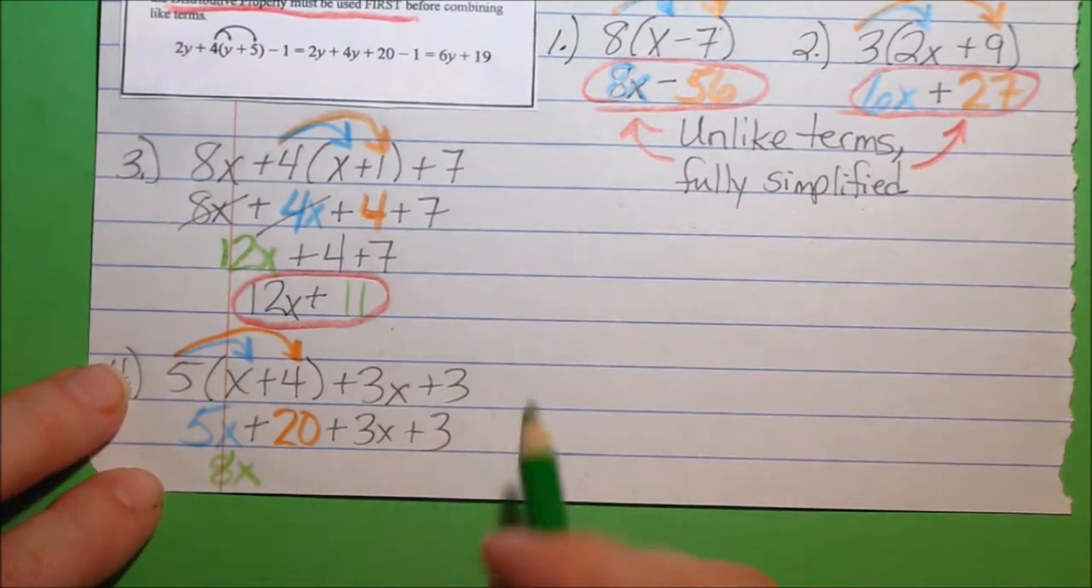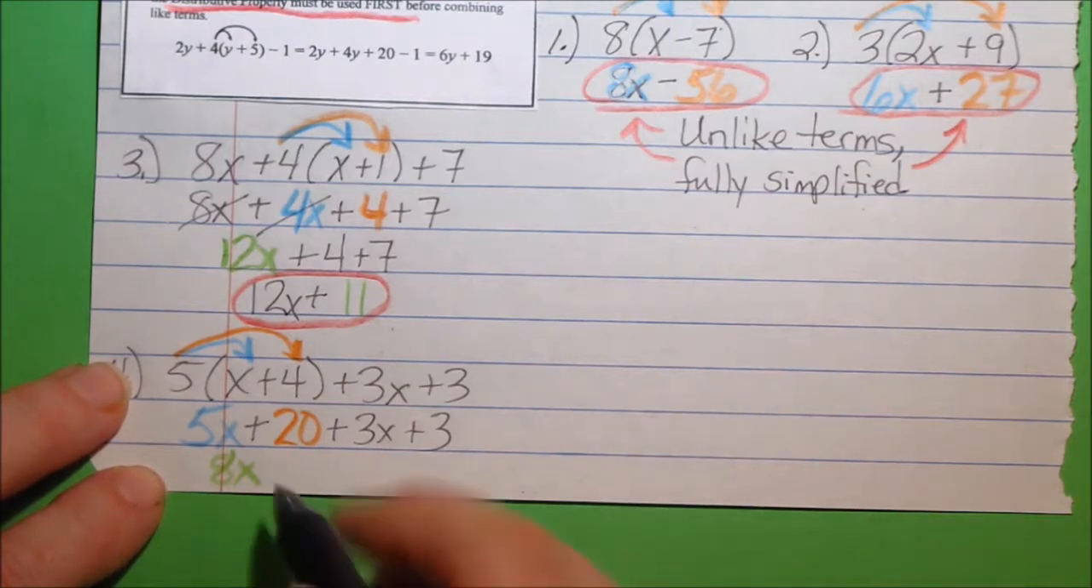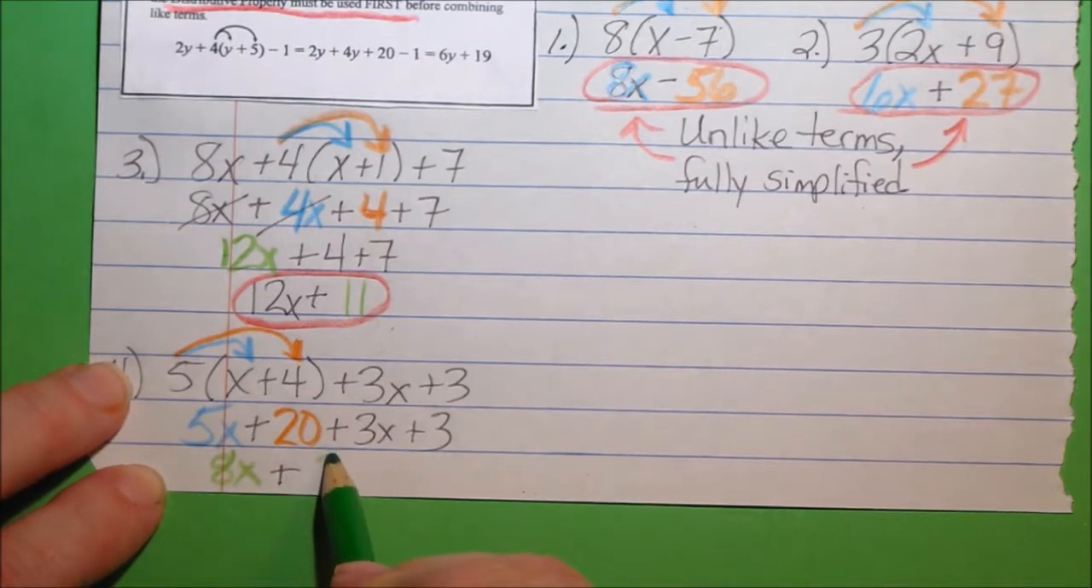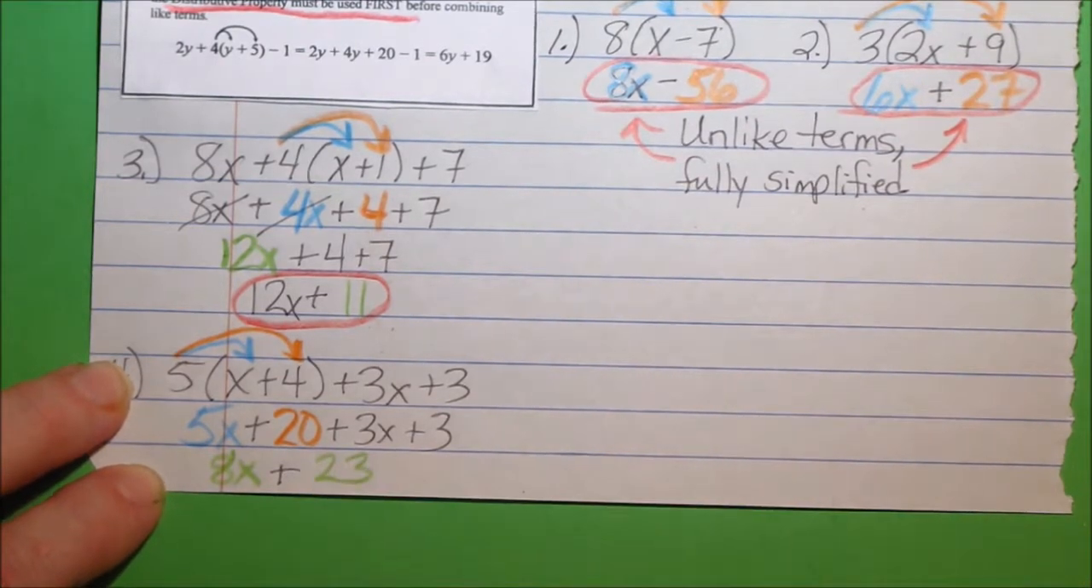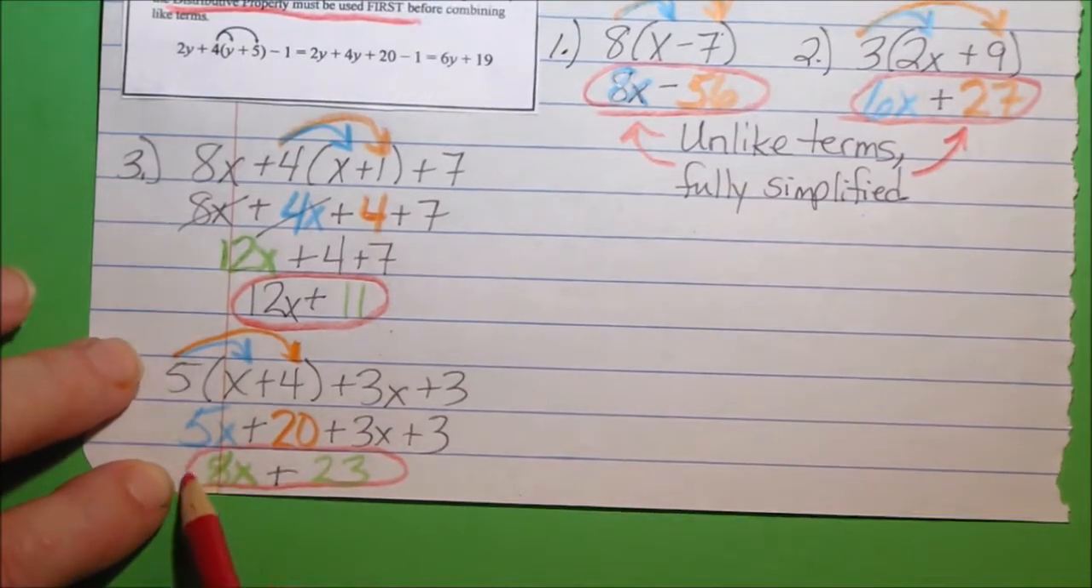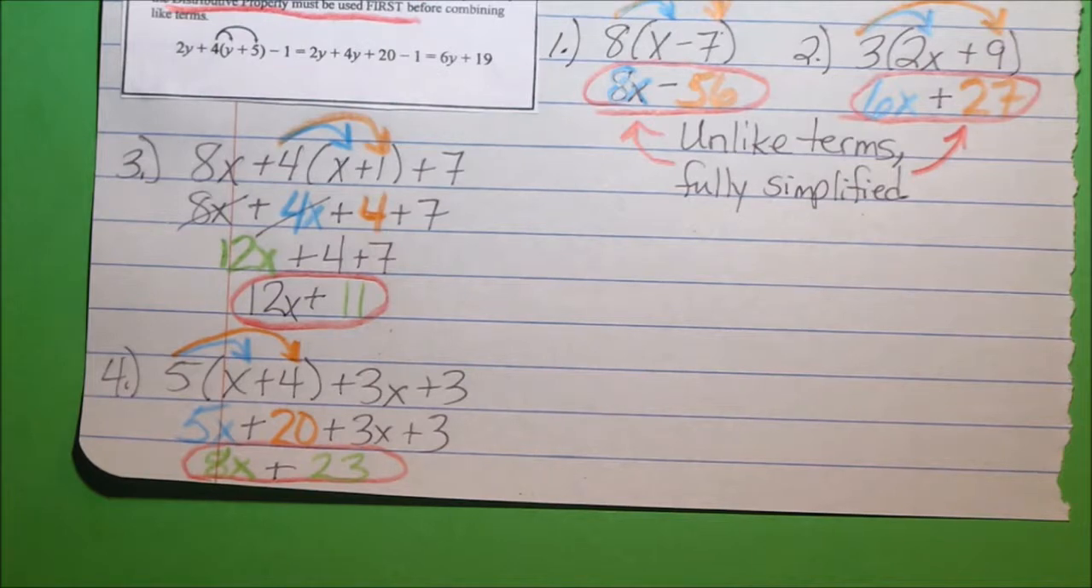All right, plus, we have a plus. They're all additions in this one. I have two constants here of 20 plus 3. So that's 23. And that's my final answer there. 8x plus 23, because those are unlike terms, nothing more I can do.